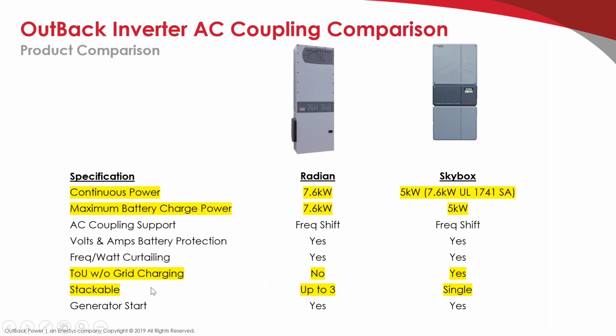Yeah, but stackable, that could be a limit with Skybox. We can only do a single inverter, AC coupled. We support up to 3 Radians. I've heard of people going more than that, but we support up to 3, and they both work well with generators. The Radian has a generator protection relay. The Skybox detects if the generator is being backfed and will open up the port. So we do have protection for generators.